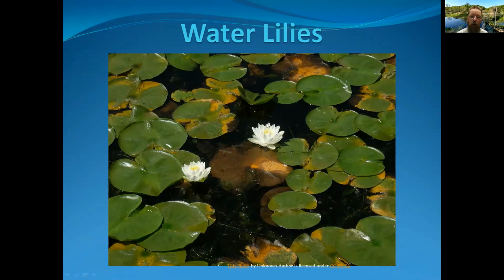Now the flowers open each day and they close each night. Once the flower is pollinated, the plant will pull the fruit back underwater to mature, and then it'll burst underwater and spread the seeds. Again, this was an important food source. The seeds, the flowers, the leaves, and the rhizomes of water lilies are all edible.